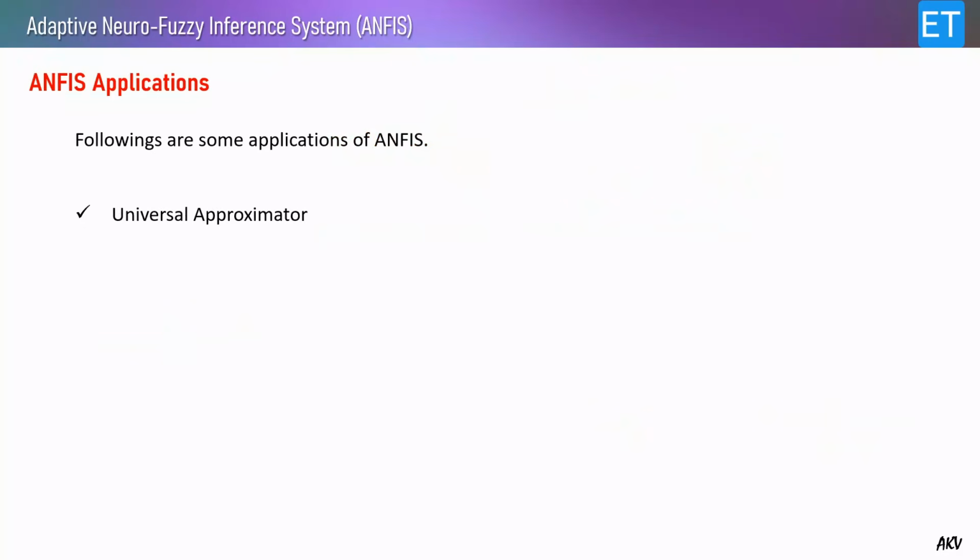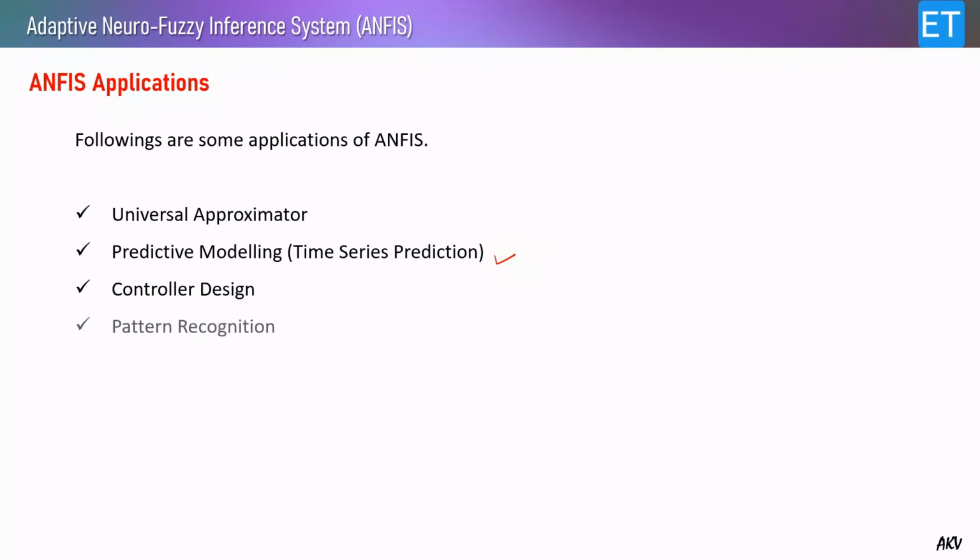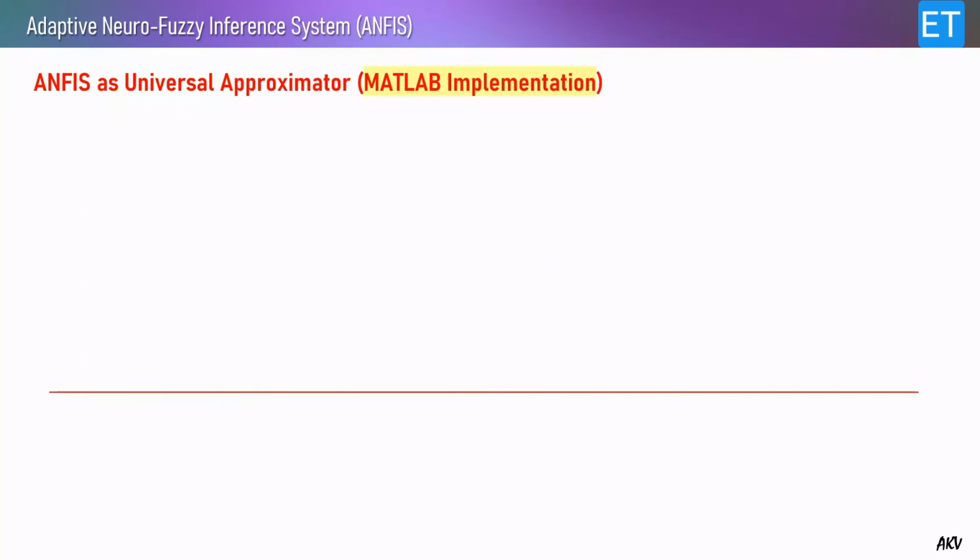So following are some applications of ANFIS. One is the universal approximator, predictive modeling, that is a time series prediction. Hopefully I will explain this in the next video. The controller design, pattern recognition, data mining, decision making, etc. Okay. So now let's come to the MATLAB implementation. So I will show you the universal approximation example of ANFIS, that how you can utilize ANFIS to approximate any mathematical expression, both in 1D and 2D.